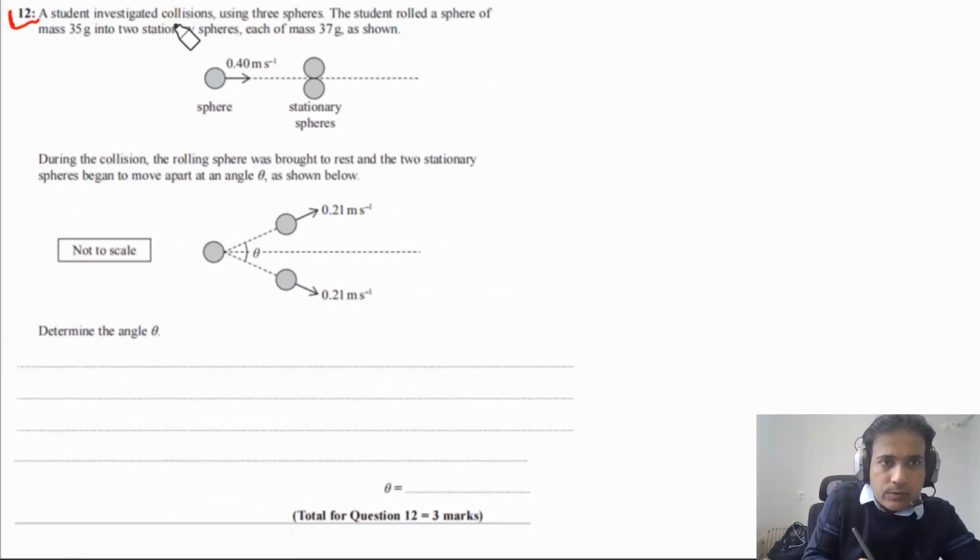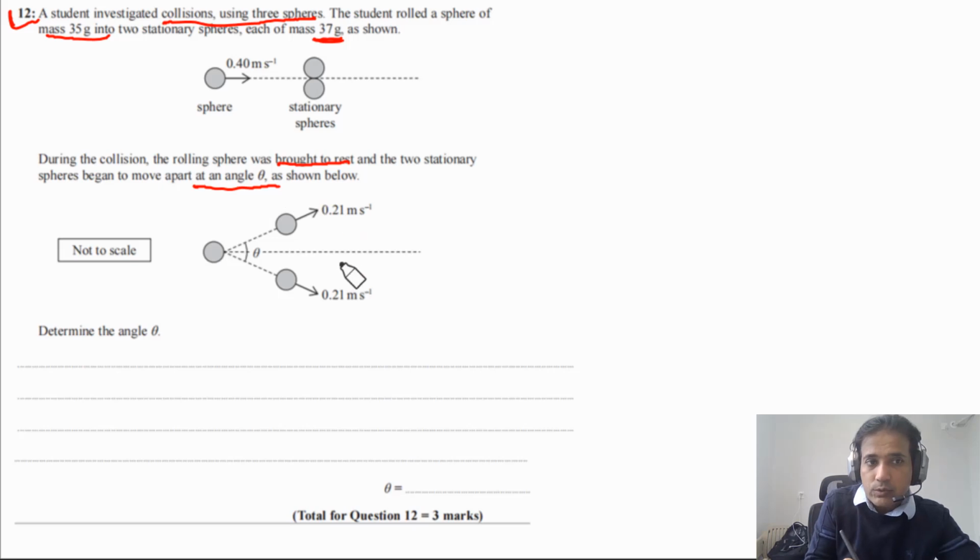Question 12 says a student investigated collisions using 3 spheres. The student rolled a sphere of mass 35 grams into 2 stationary spheres, each of mass 37 grams, as shown in the figure. During the collision, the rolling sphere was brought to rest, and the 2 stationary spheres began to move apart at an angle theta, as shown in the figure. Determine the value of angle theta.